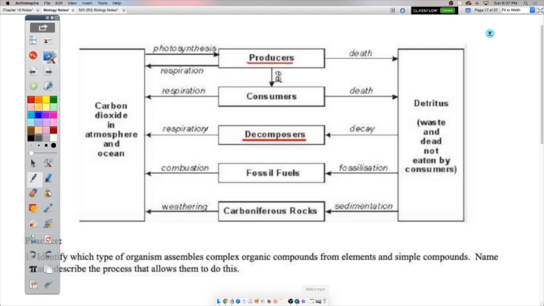Decomposers only do respiration. They put carbon dioxide in the atmosphere. Combustion of fossil fuels obviously puts CO2 in the atmosphere. Weathering of carboniferous rocks, those are the ones we were talking about earlier, calcium carbonate. When they get eroded, they actually release the carbon in them into the atmosphere, okay?